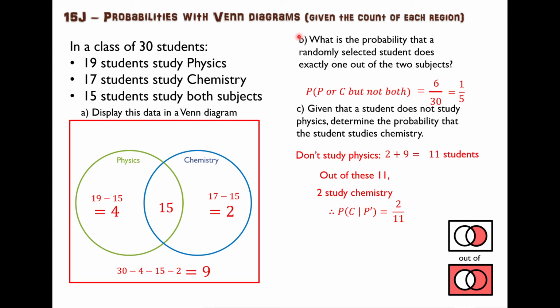But I hope this has been helpful to learn how to do probabilities with Venn diagrams when you're given the count in each region.